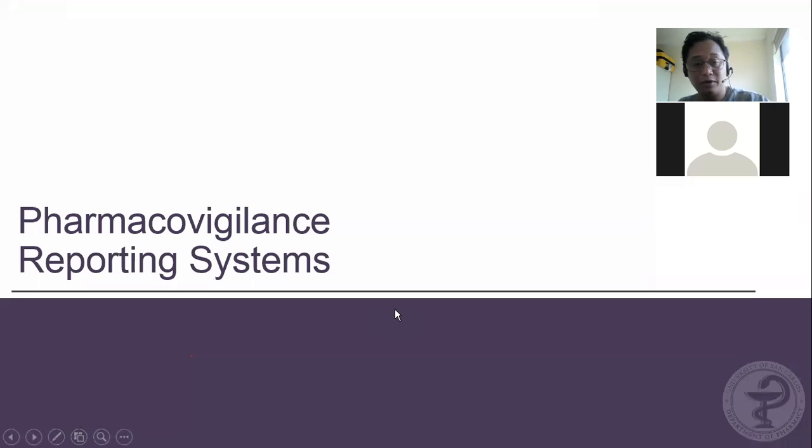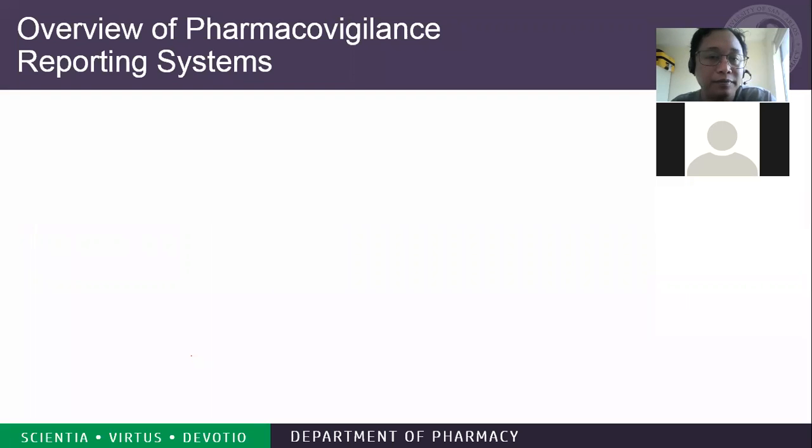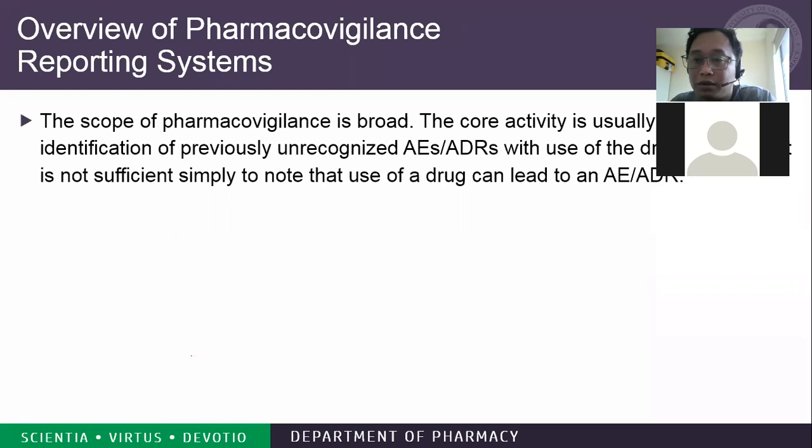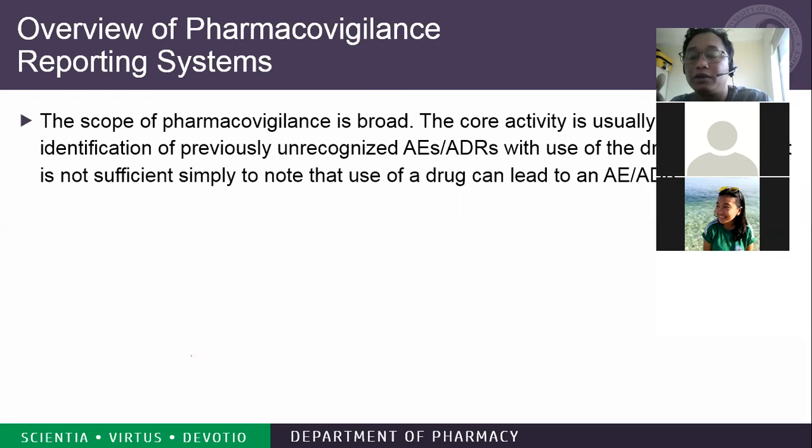Okay, for the pharmacovigilance reporting system, like what I said before, pharmacovigilance is the science and activities. So it's not just the science, but also the activities of the detection and so on of adverse effects or adverse reactions. Yeah, adverse reactions.